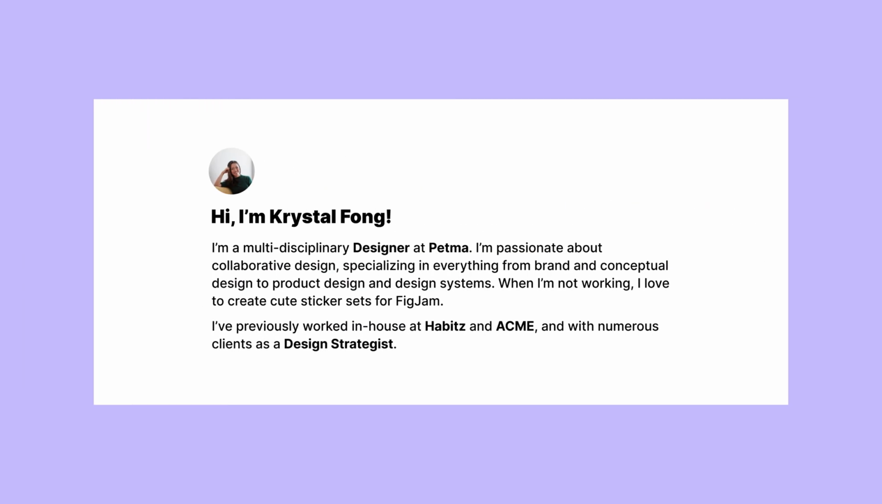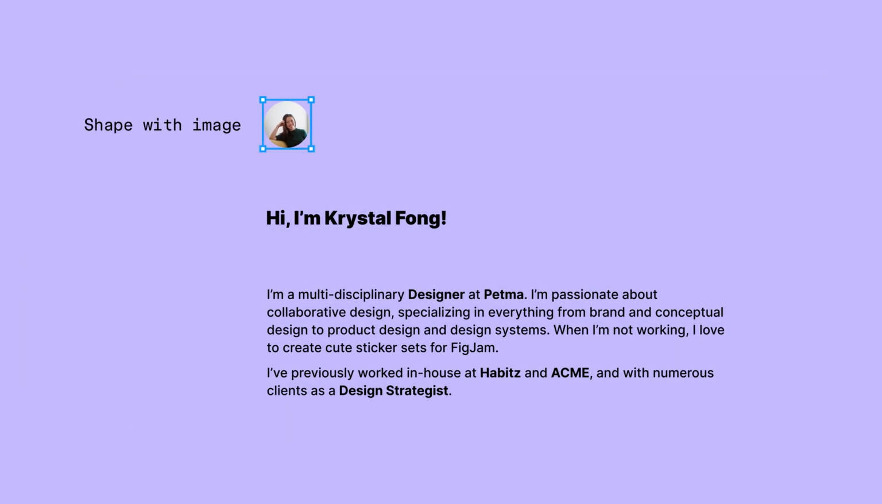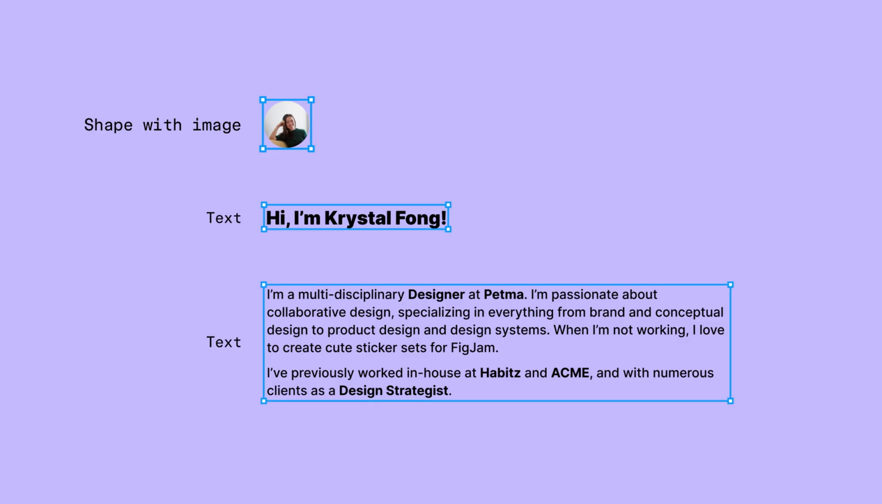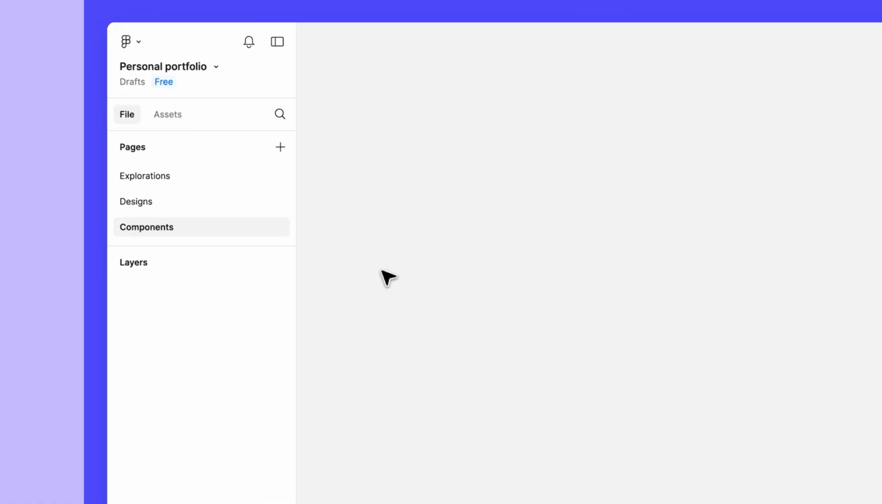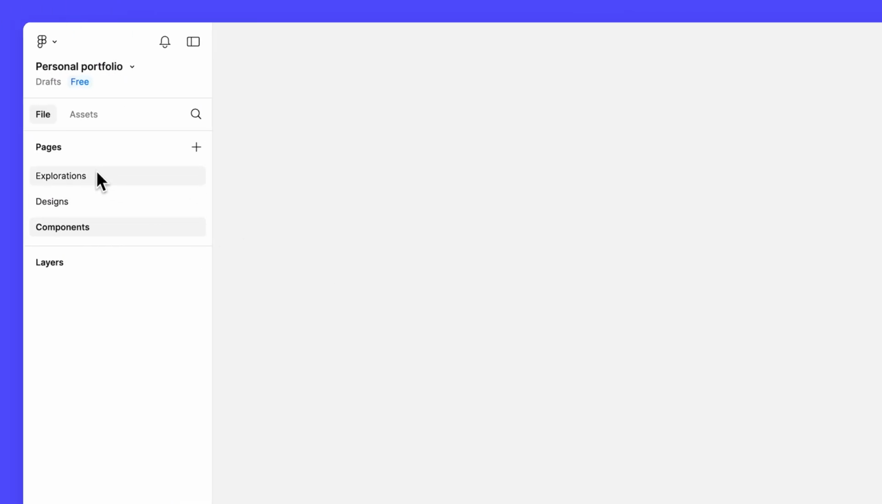We'll start by building an avatar using a shape with an image fill, then use text layers to add our name and a brief description about ourselves to welcome visitors to our page. You'll need a photo for the avatar, so make sure you have one ready to go on your computer. Now let's head over to the Explorations page and add our first layer.